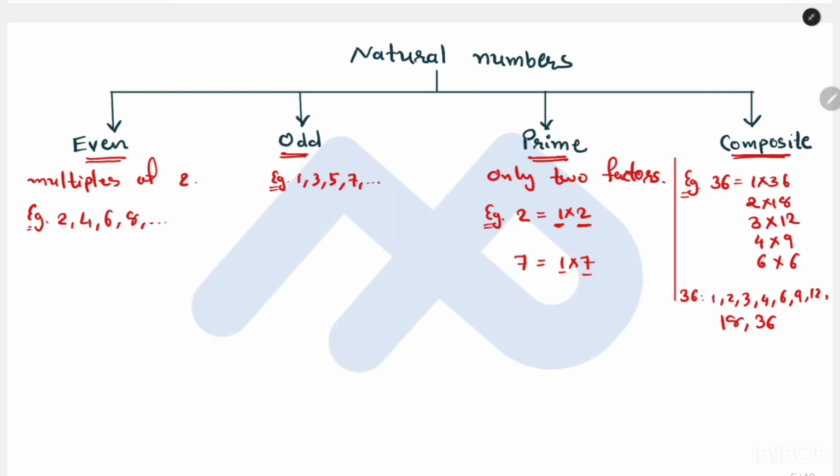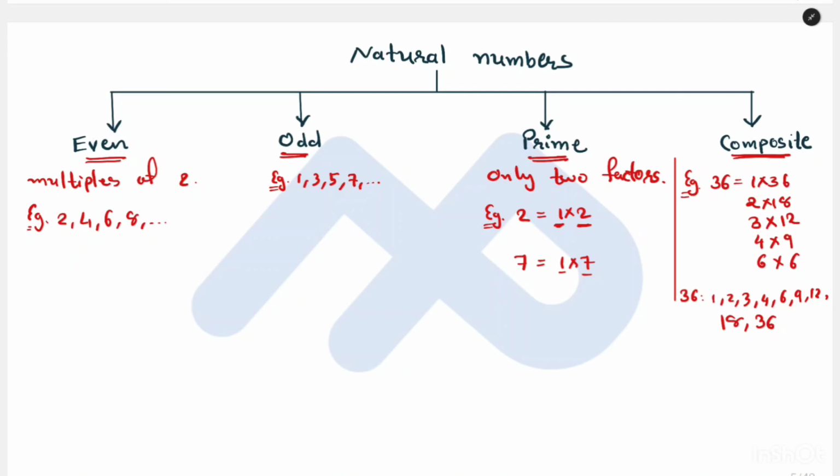So if you observe, there are more than 2 factors, right? 2 factors will always be there, like the number itself as well as 1, they are trivial factors. So any number which has more than these 2 factors is called a composite number.